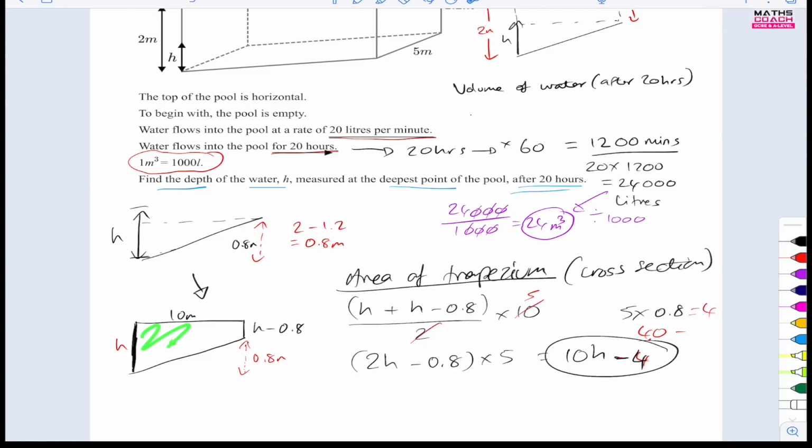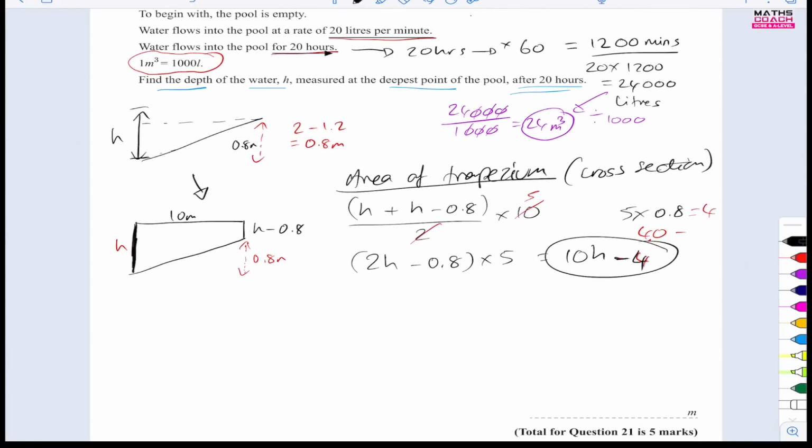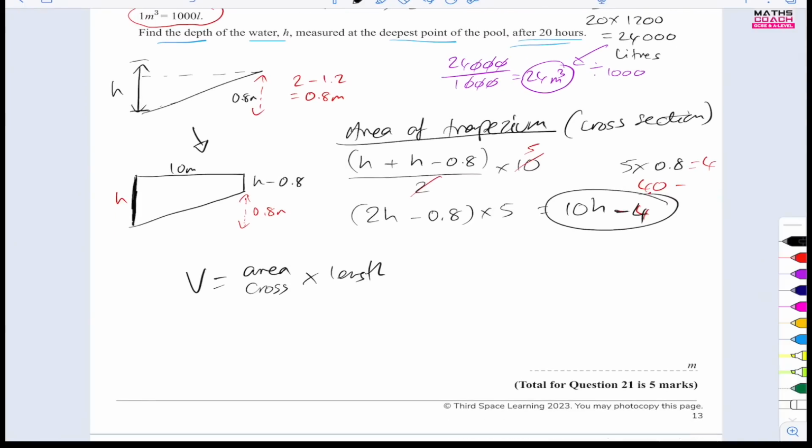All right, now all I have to do is times it by 5 because I want to find the volume and I want to equate it to this 24. Okay, so the volume is going to be area of the cross section times by the length, if you like, or the height, whatever, width. Okay, so the volume I know is 24. The area of the cross section is 10H minus 4, and the length is 5.